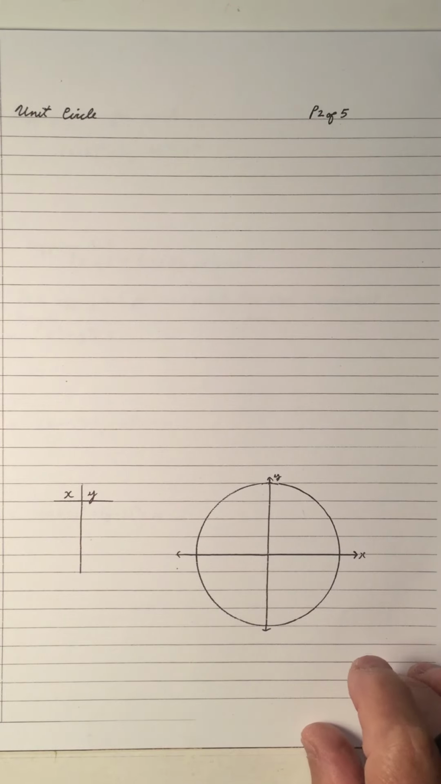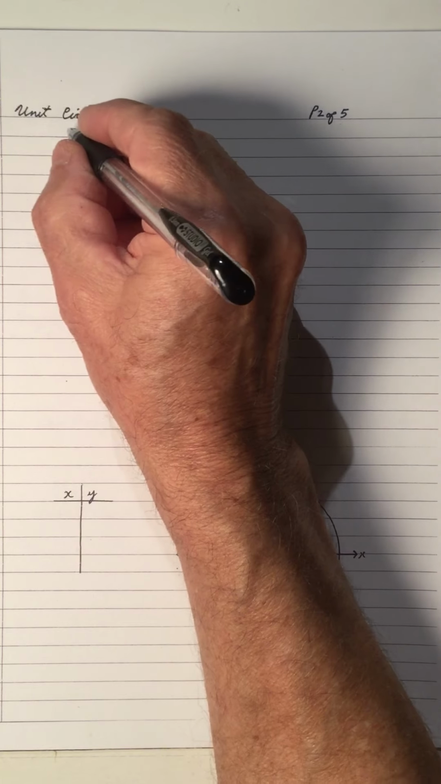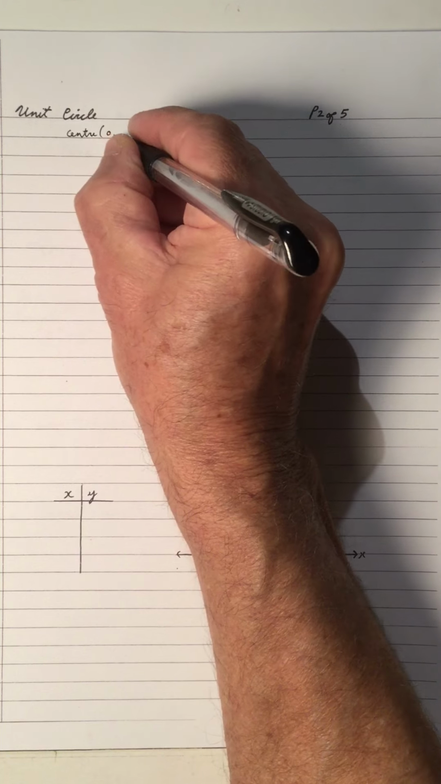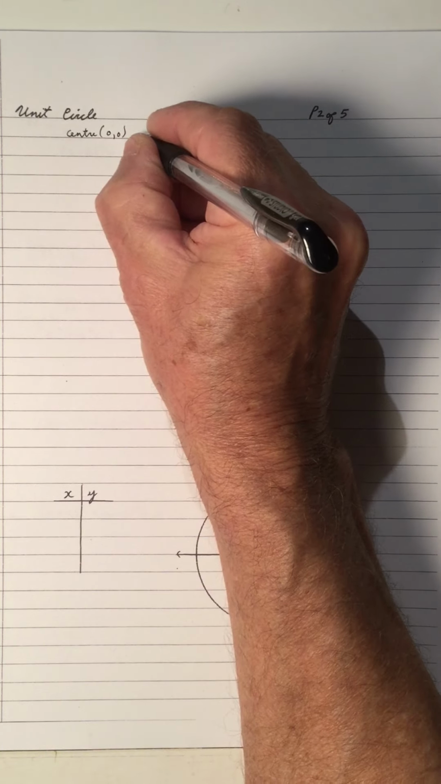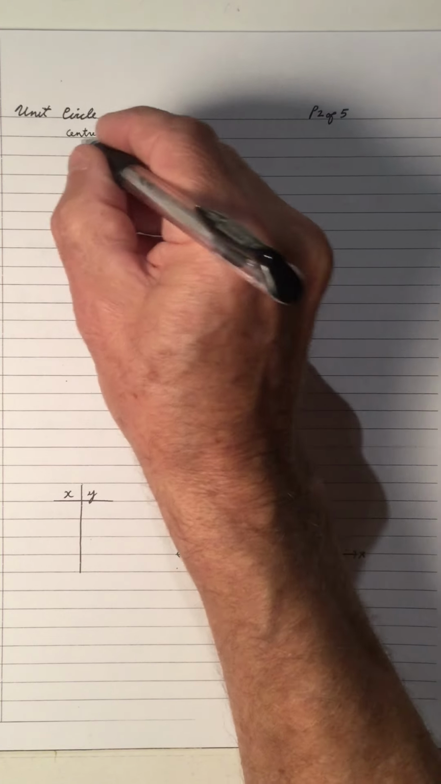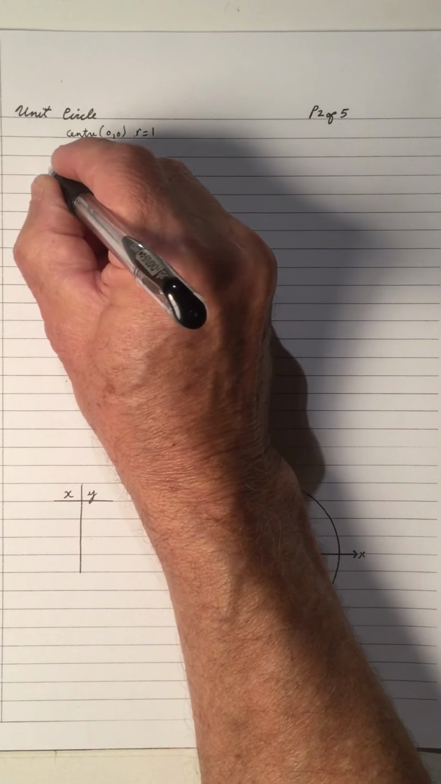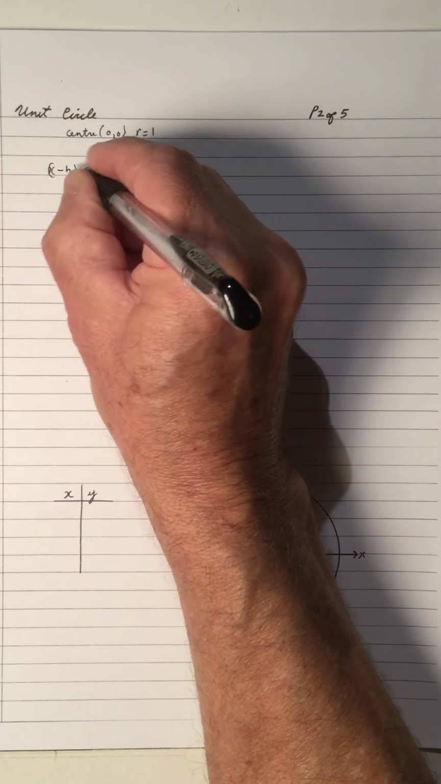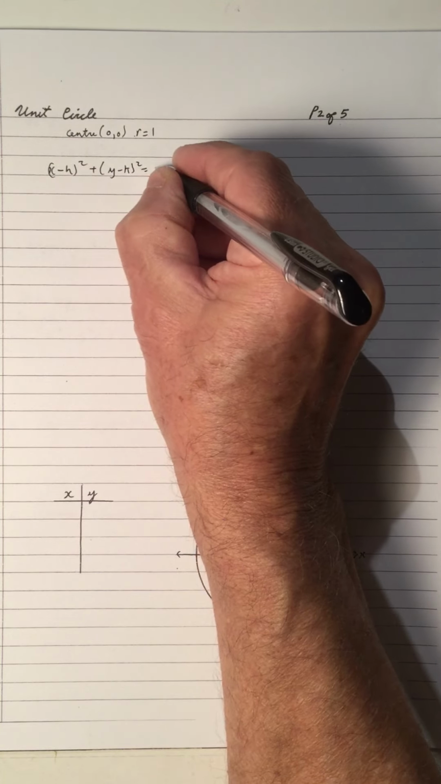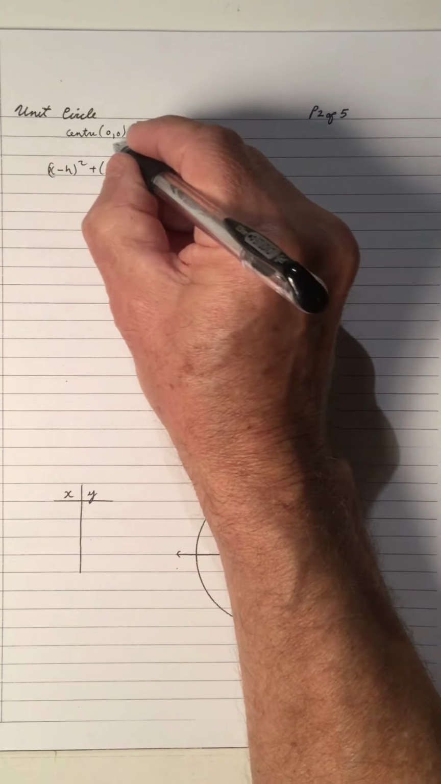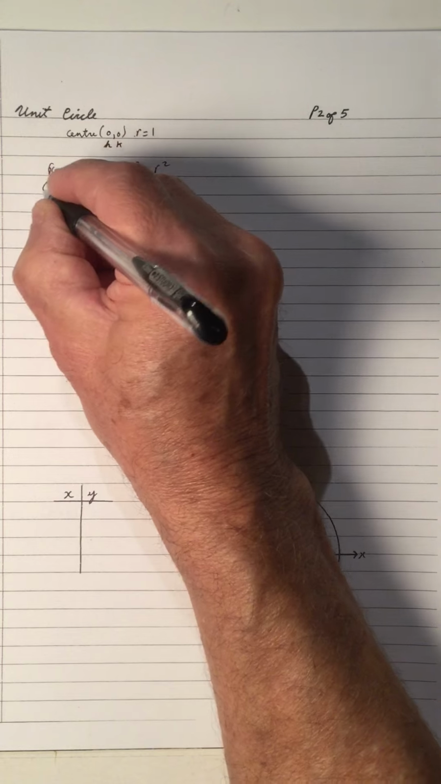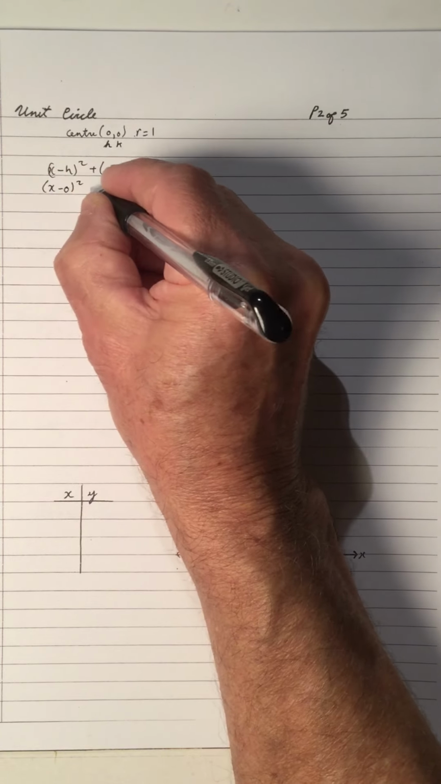The unit circle. The unit means 1, so the unit circle has a center, which is 0, 0, and it also has a radius equal to 1, because unit means 1. So the equation of a circle is (x minus h) all squared plus (y minus k) all squared equals r squared. So if the center is 0, 0, h is 0 and k is 0. So we sub 0 in.